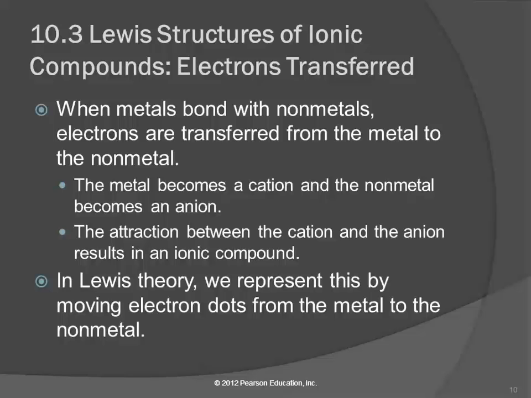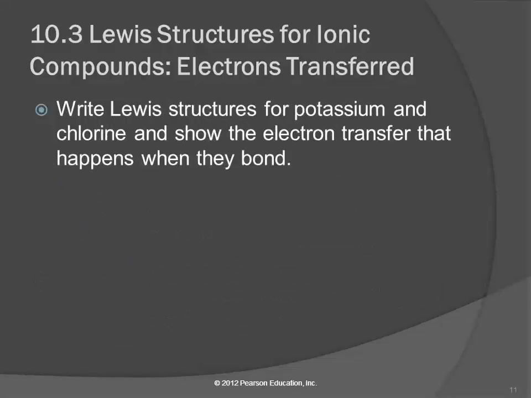So let's look at what happens with those ionic compounds where electrons are transferred. Metals, we've learned, tend to give up electrons, and nonmetals tend to gain electrons. So the metals become cations, the nonmetals become anions, and the attraction between them is an ionic bond. In Lewis theory, we represent this by moving dots from one atom to another, from the metal to the nonmetal.